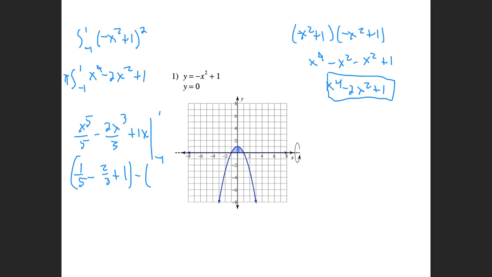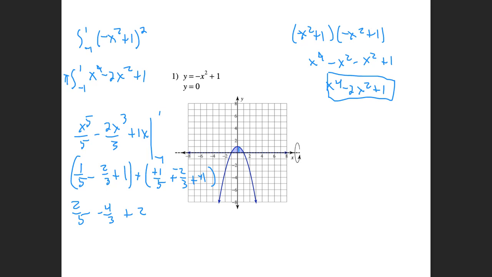So negative 1 to the fifth is negative 1. So that's negative 1/5. And then if I put negative 1 in here, that gives me negative 2 over 3. So that's going to be positive 2/3 plus negative 1. Now I have a minus out here, so I'm going to change all these signs. So that's positive, that's negative, that's positive. So 1/5 plus 1/5 gives me 2/5. The negative 2/3 and negative 2/3 is negative 4/3. And the 1 and the 1 is 2.